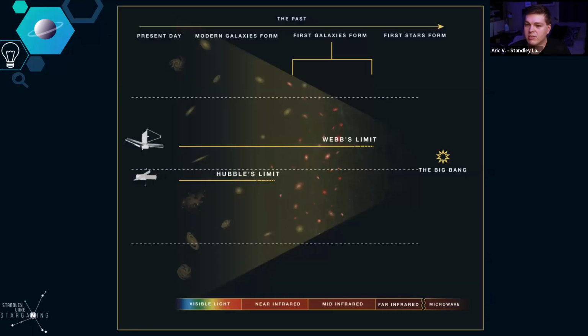Let's put that in a different perspective. This is a direct comparison of how far back Hubble and Webb are able to look. The further we go back in time and in space, they more or less become related. The near infrared shows us only up to a certain point, and that's where Hubble was able to get. But if we go further back, we have the cosmological redshift, which causes frequencies to be shifted towards the red end, but they also become fainter and colder.